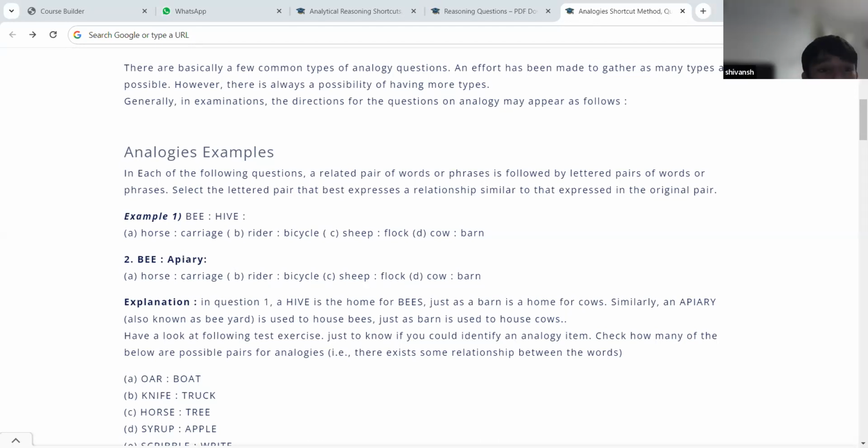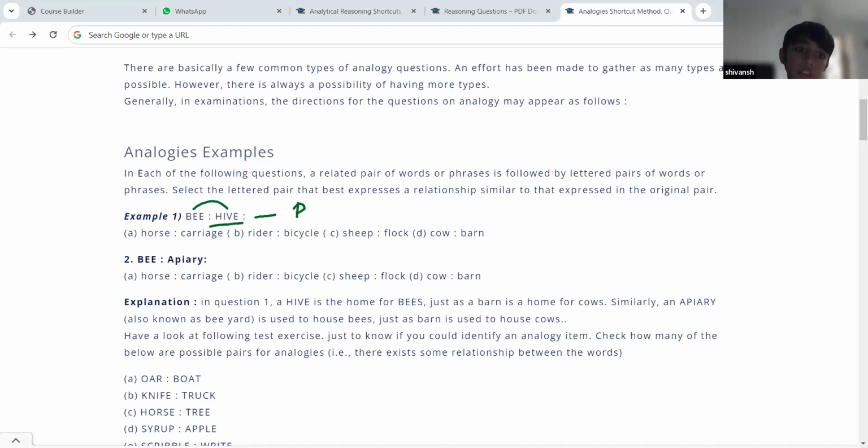Okay, so there are common and different types of analogy over here. Let's see and understand with the help of an example. Two examples I can see over here. Example 1 is bee is to hive and bee is to apiary. Now bee is common over here. In the first example, if I see bee is to hive, what is the relationship between bee and hive?